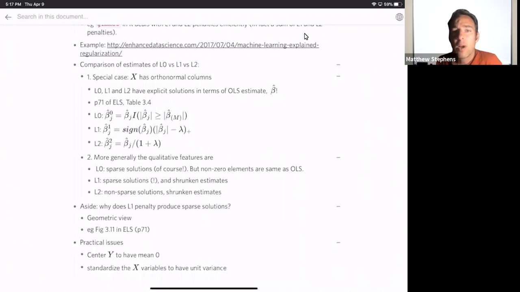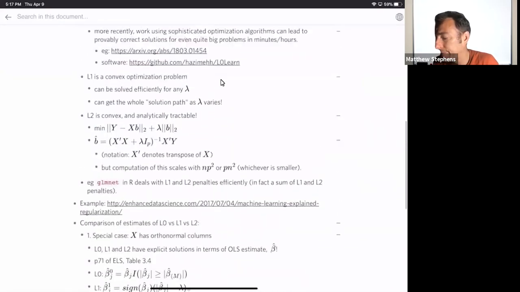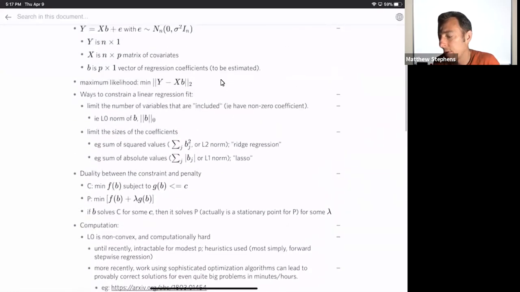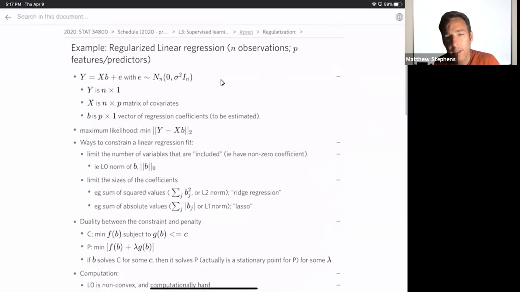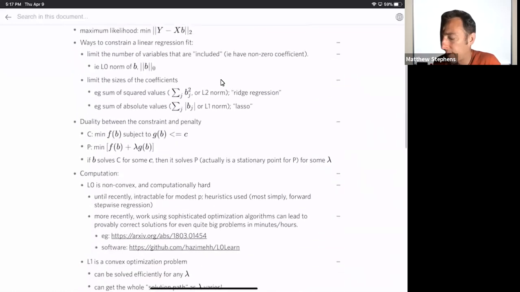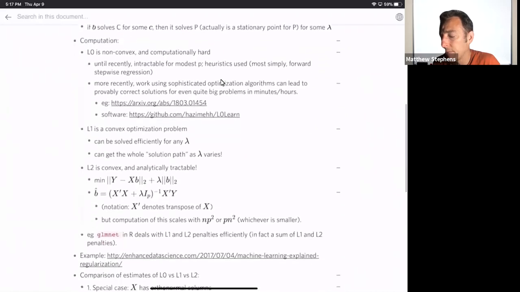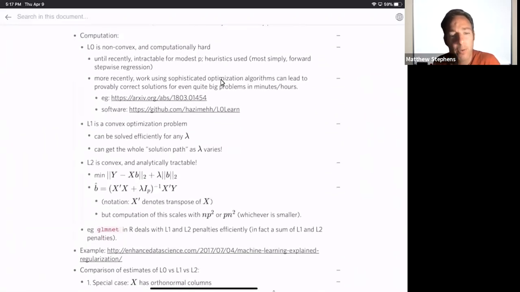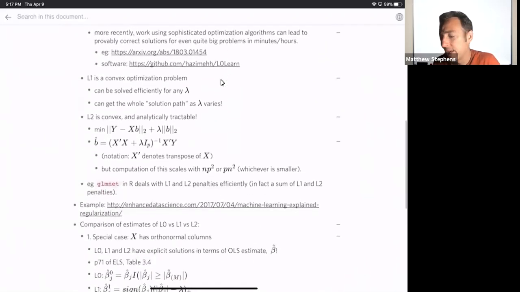Okay, so this is the second part of the lecture on regularization. In the first part, we talked about regularized linear regression. We talked about different types of regularization, particularly L0, L1, and L2 regularization, how L0 regularization gives you sparse solutions, but is kind of computationally harder.